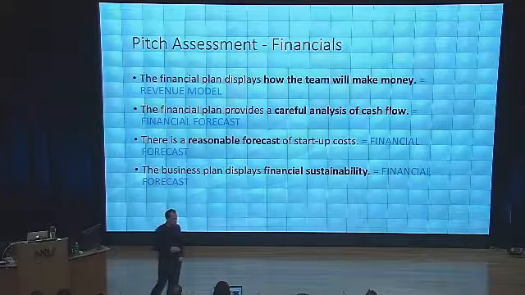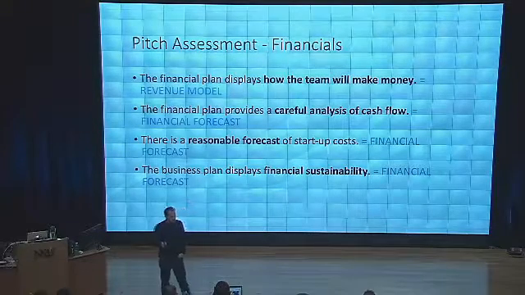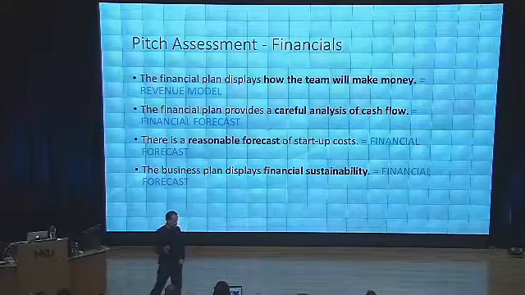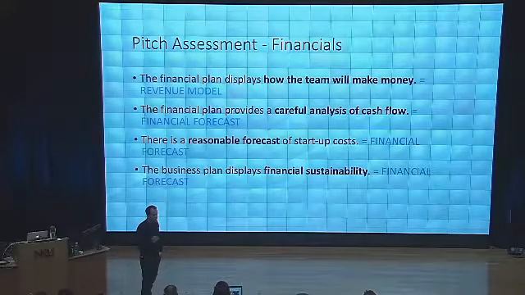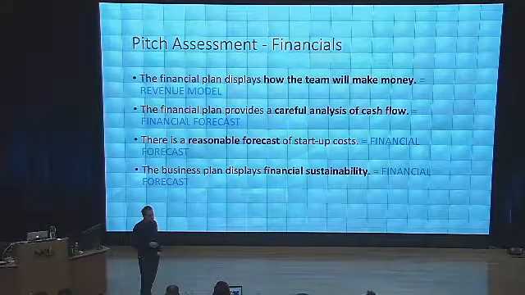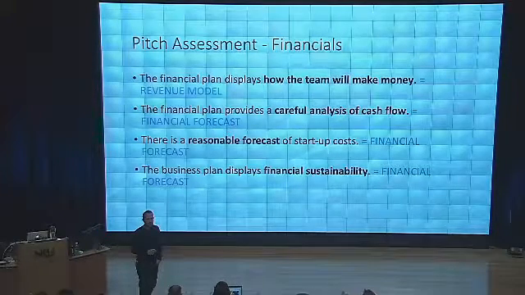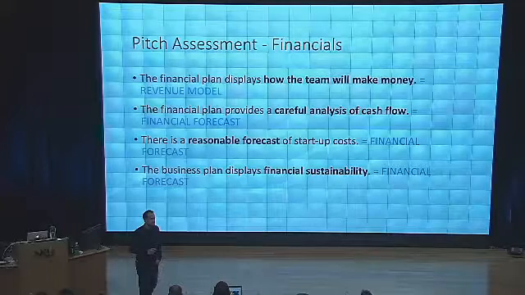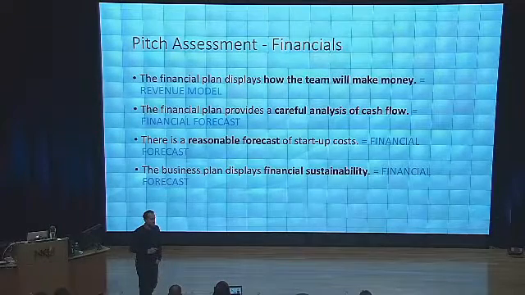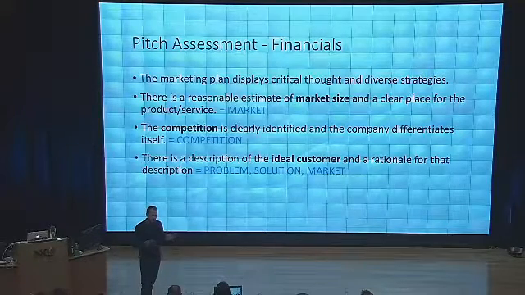Financials would go on two slides: revenue model and financial forecast. So how you make money, a careful analysis of that, is obviously the revenue model. Your reasonable forecast of costs and financial sustainability can roughly all fit into the financial forecast. I'd like to get into more detail about that, but I think each company has a different story to be told, so I'd almost have to have some examples to go through it in a better way for you guys today.